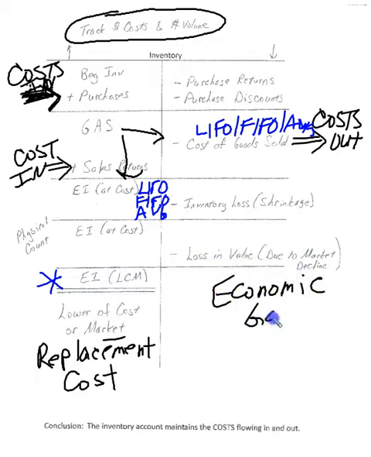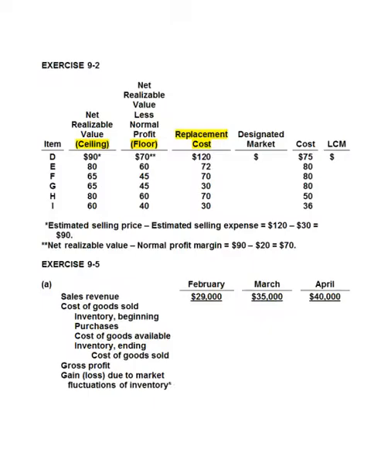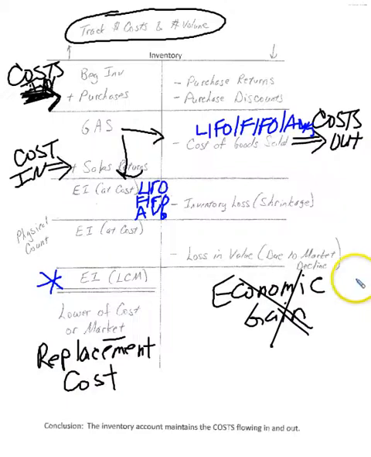So if we had an increase in replacement cost, we do not, so I'm going to X this out. We would not recognize economic gains. So if the market price goes up, we'll leave it at cost. We don't recognize the gain.